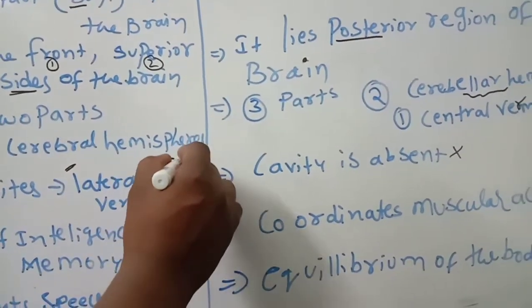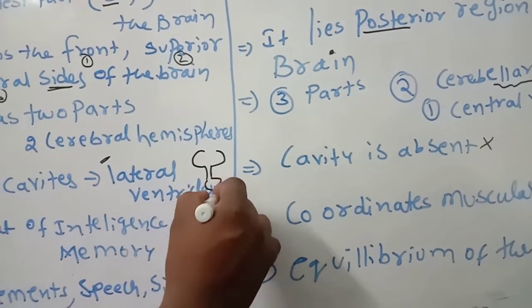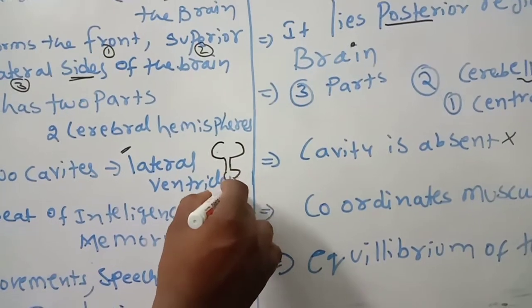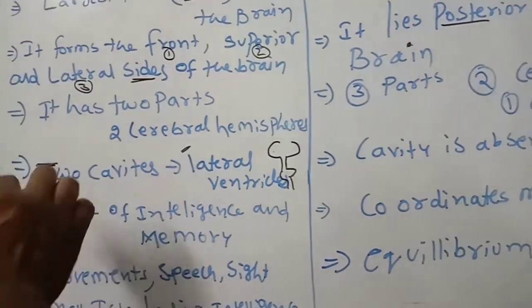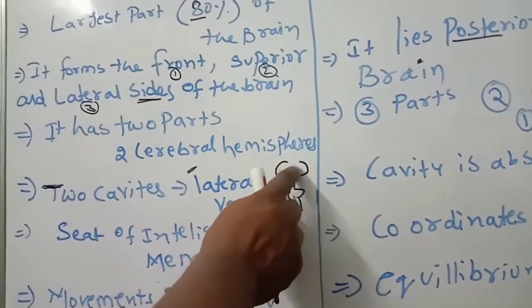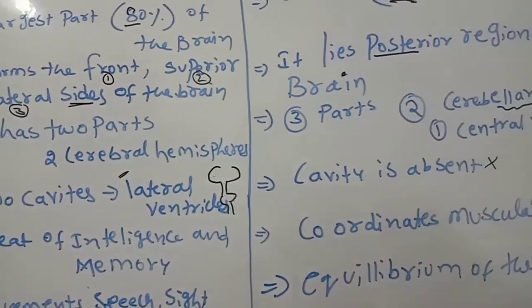So like this, the cavities are there in the cerebrum. Primarily, secondary, tertiary, quaternary, like four cavities or 4 ventricles are there. But the 2 cavities, the lateral ventricles, are present in the cerebrum. Here, in the cerebellum, the cavities are absent.